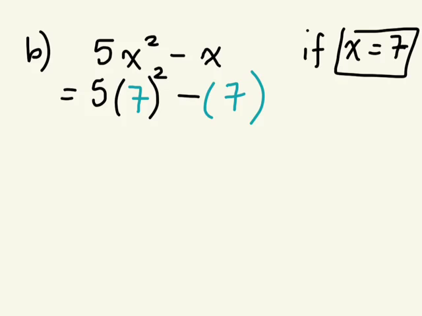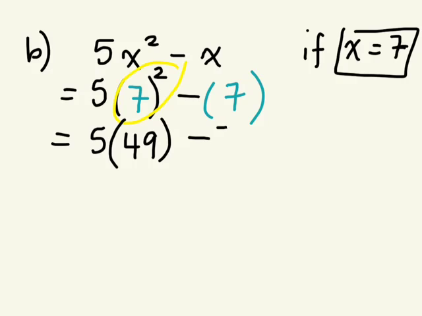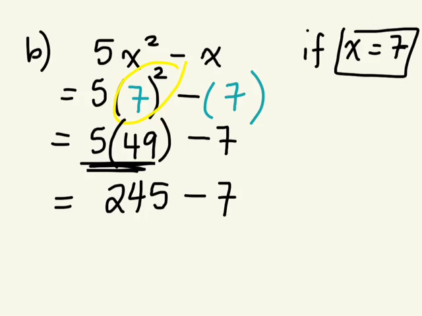So we need to simplify our exponents first. 49. 7 times 7 is 49, so it's going to be 5 times 49, good, minus 7. What do I do first? 5 times 49, or do I do 49 take away 7? 5 times 49. Good. What's 5 times 49? 245. Then we subtract the 7. What's 245 take away 7?